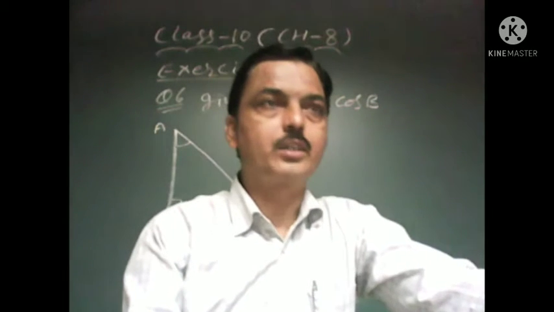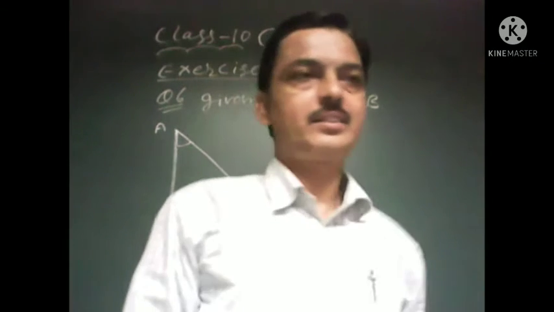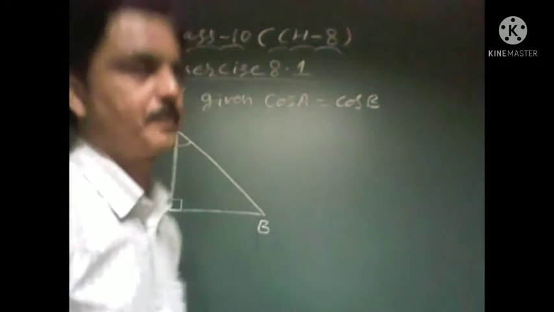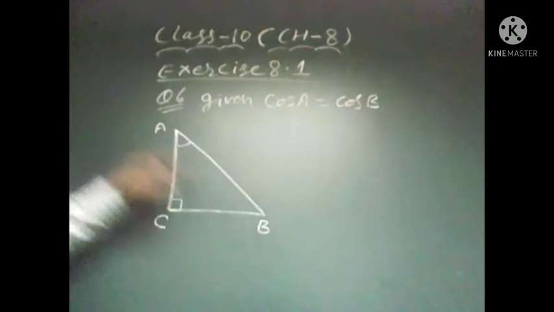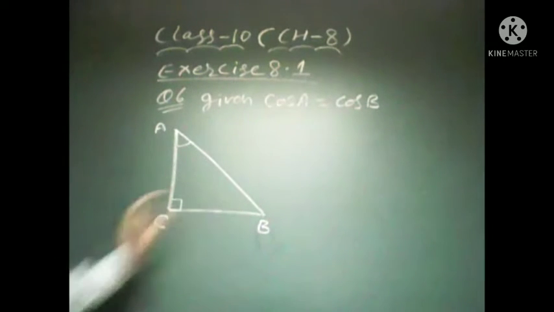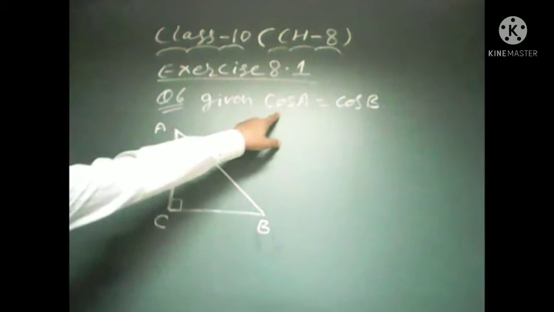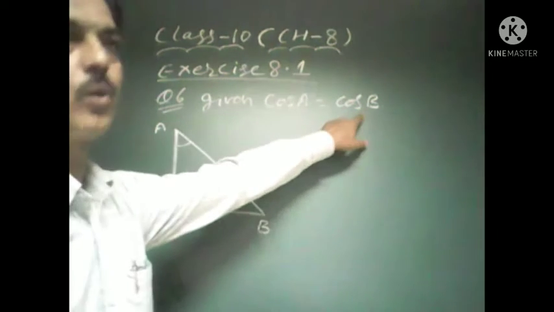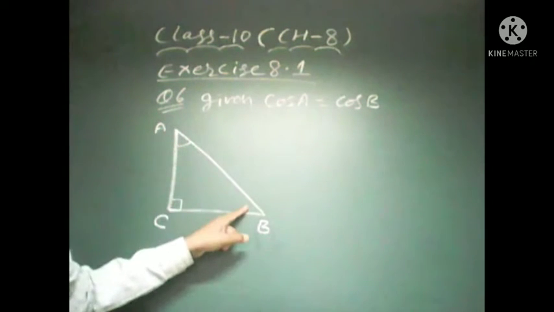Okay. Now, in the continuation of exercise 8.1, here we discuss question number 6. Read question number 6. Here, A and B are acute angles. It means there is a right angle at C. And one more thing is given, that is cos A is equal to cos B. We need to prove angle A is equal to angle B.